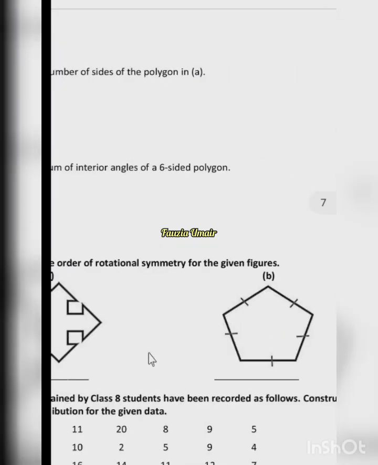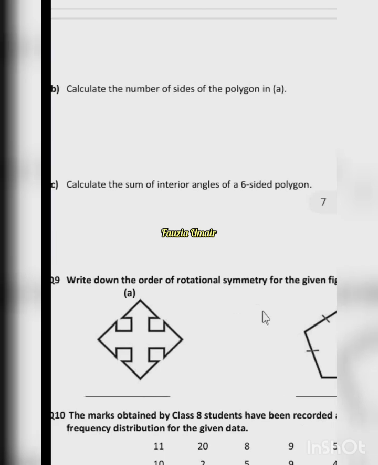The next question is a 2 marks question, and there are two figures. The question is: write down the order of rotational symmetry. So who can tell me for part A, what is the order of rotational symmetry? What answer am I expecting? Will it be a sentence, a word, a number, an angle? What would I write down on this blank? Nasser says a number, because it is the order of rotational symmetry. All right, so I need to write down a number.